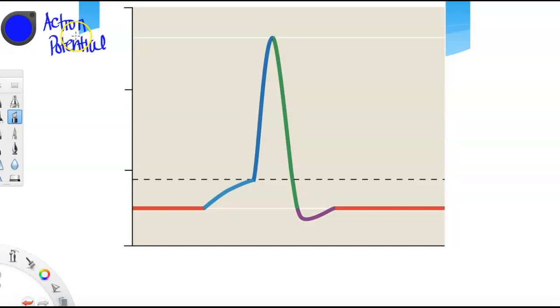All right, so in a cell, we know that a cell is polarized. All cells at rest exhibit the resting membrane potential, and it's about negative 70 millivolts. Okay, so millivolts, and we're going to do this over time here. So this is resting membrane potential. Again, the cell is polarized.